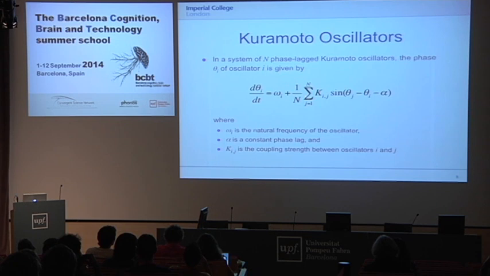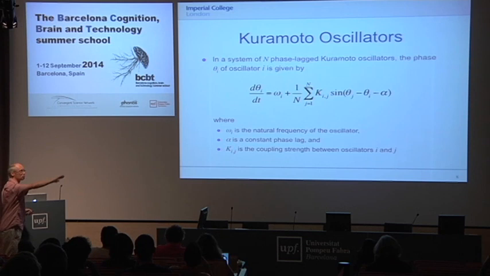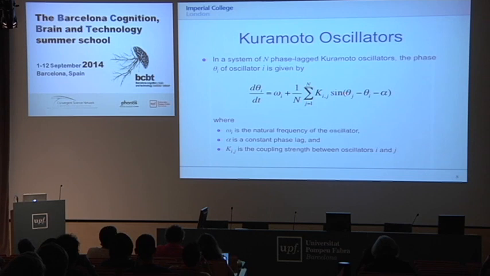So this equation is describing the phase, the theta of the ith oscillator, and this shows how it changes over time. And this omega i is the natural frequency of the oscillator. So if the oscillator wasn't connected to anything else, then this phase would just increase forever according to this natural frequency here. But what you're really interested in is the influence of all the other oscillators that it's coupled with.